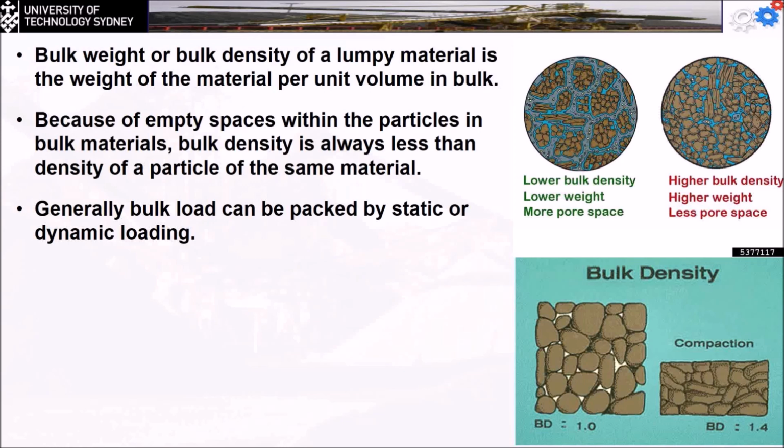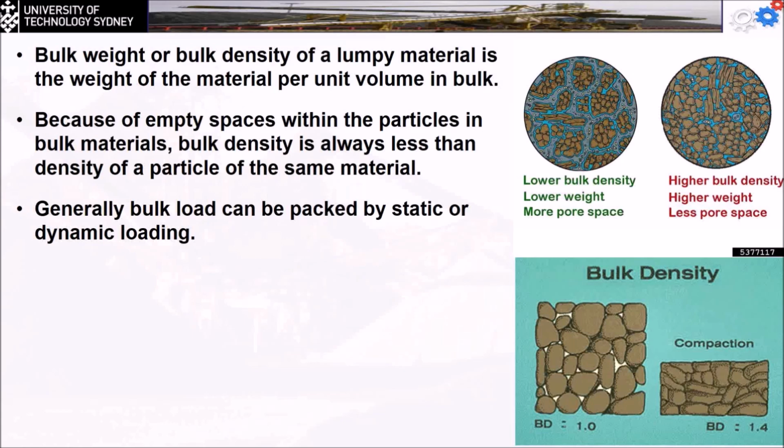Okay, so for example, the mass is going to be 100 kilograms. But first we put it with too many spaces in between. It's going to fill, for example, 1 cubic meter. So 100 divided by 1 cubic meter is going to give you 100 kilograms per cubic meter. But if I compress it, it's going to fill, for example, 0.8 of the volume. If I remove all the spaces, definitely the actual density is going to be higher than the bulk density. Generally, the bulk load can be packed by a static or dynamic loading process.